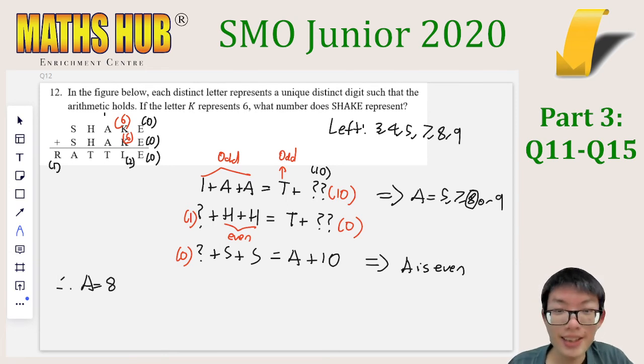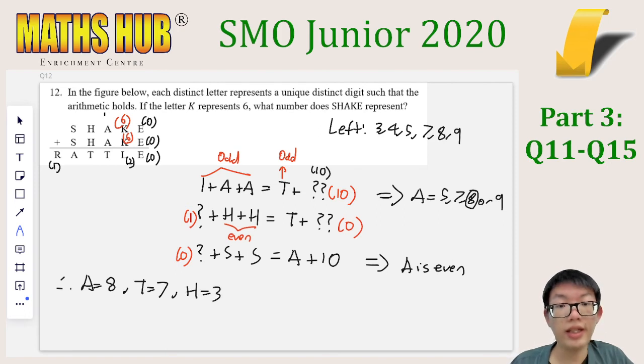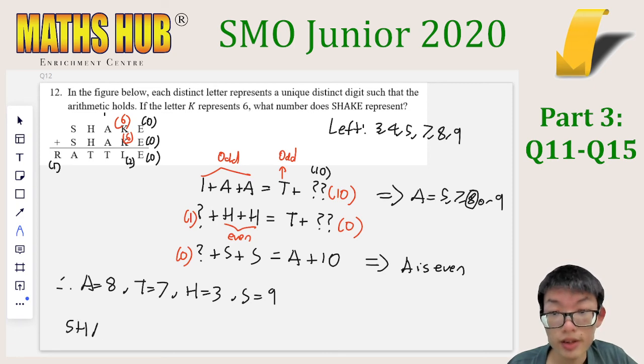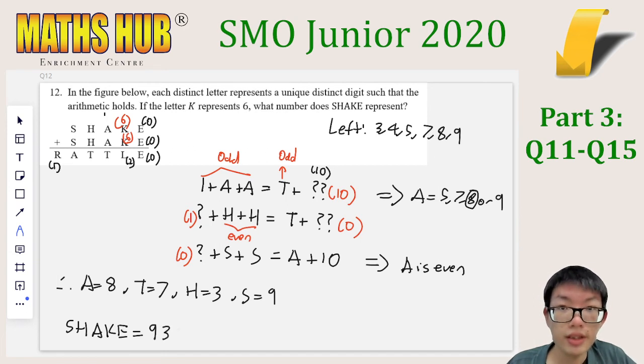A is 8, T would be 7, 1 plus H would be equal to 7 means that H is 3, and then S plus S is 8 plus 10 means S is equal to 9. So therefore, the number SHAKE is equal to 9, 3, 8, 6, 0.